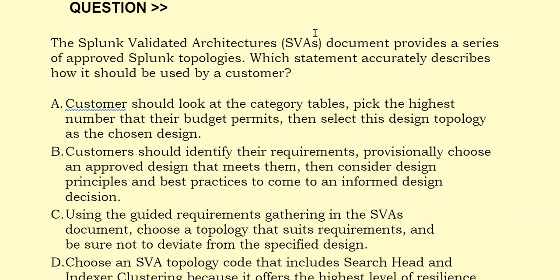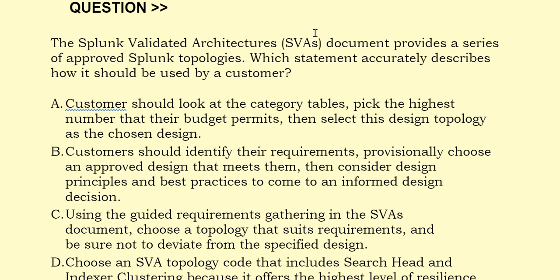Option A. Customers should look at the category tables, pick the highest number that budget permits, then select the design topology as their chosen design. Option B. Customers should identify their requirements, provisionally choose an approved design that meets them, then consider design principles and best practices and come to an informed design decision.